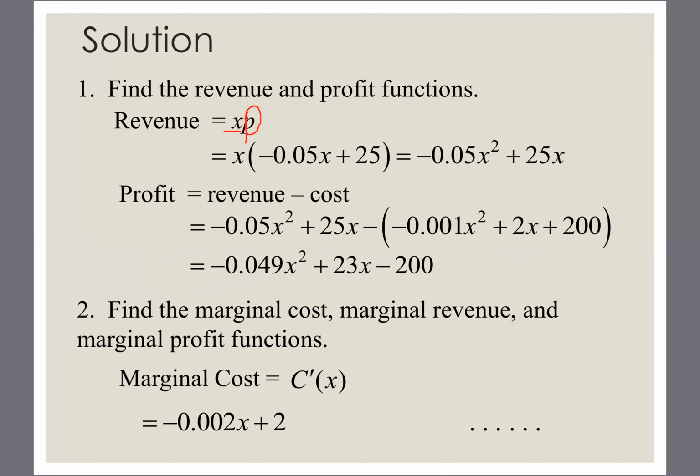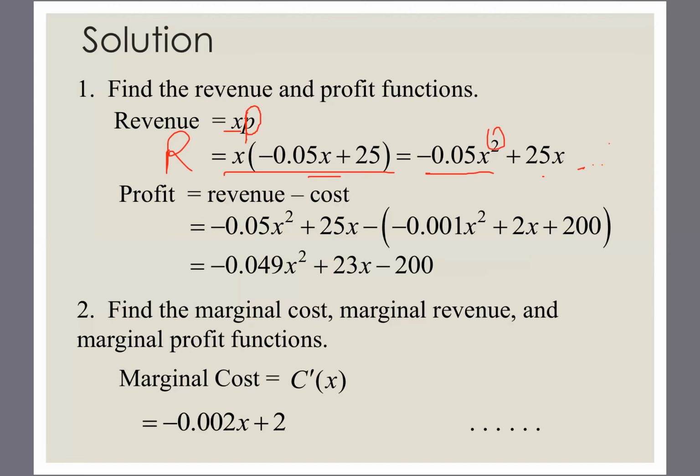So this is our demand function. You can see when I multiply that by x again, the first term, minus 0.05x, becomes minus 0.05x squared. Then when I multiply 25, it becomes plus 25x. So this is our revenue function. We can write the revenue function.